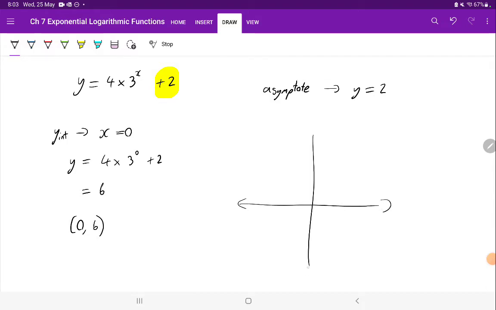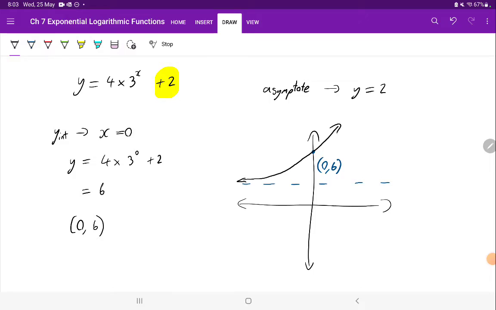Just have a look, have any reflections been made? Well, no negative out the front and no negative out the front there either. So no reflections once again, so we're just dealing with a basic shape. Asymptote at 2. Basic shape means it's increasing, and the y-intercept is at (0, 6). Since it's the basic shape, it's going to be increasing.